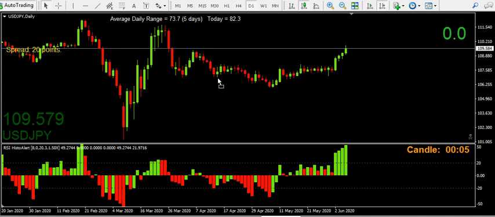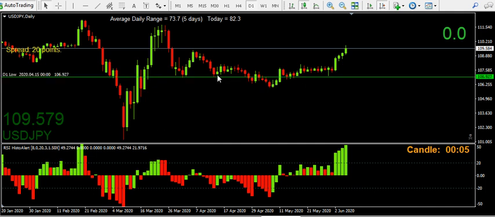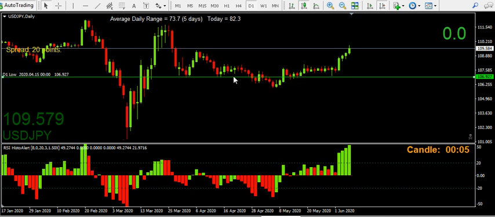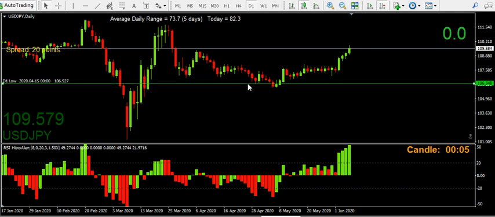Notice this one, you didn't get faked into because we never closed above there. Price moved down, and ultimately you get the proper reversal here. Close above that candle there, pull back, continuation.